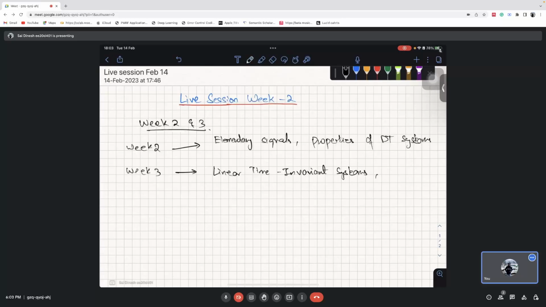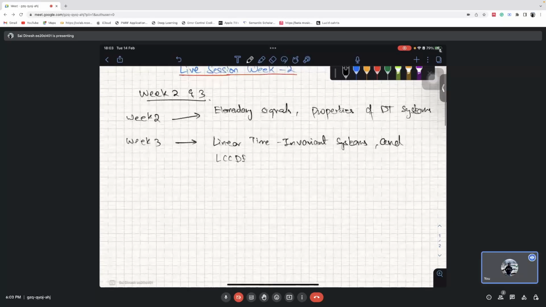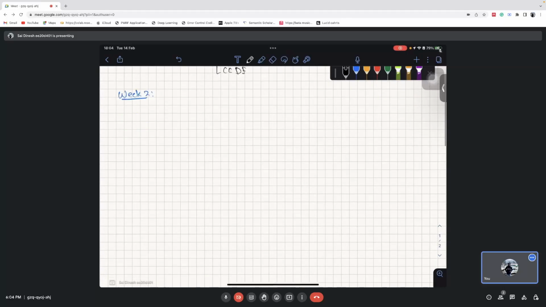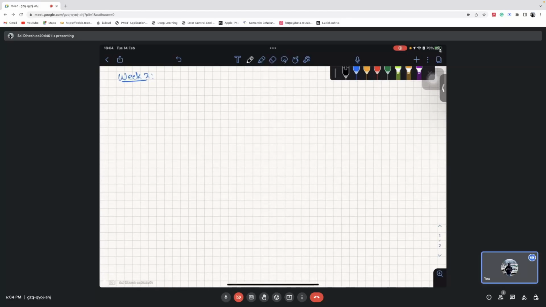and a subclass of them, which are specified by the LCCDE, linear constant coefficient difference equations, right? So for a while I'll be talking about week 2, and then I'll talk about some elementary functions, and then I'll go through the properties of discrete time systems. So let's just start with week 2.